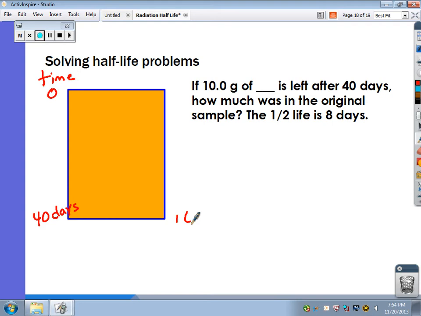And what do I have? I have 10 grams left. Again, it does not matter which side you put it on, but I'm just trying to stay consistent so you can learn. 10 grams is left after 40 days. How much was in the original sample? And the half-life is 8 days.